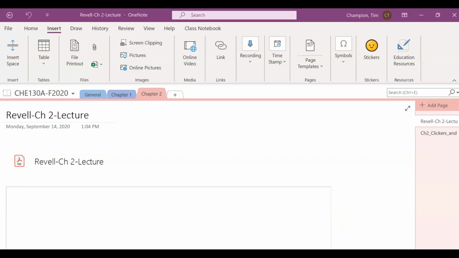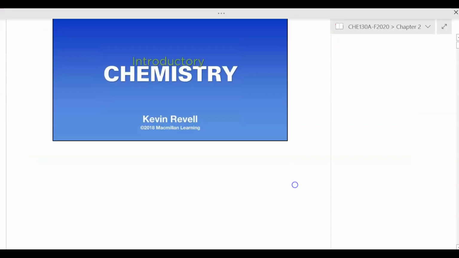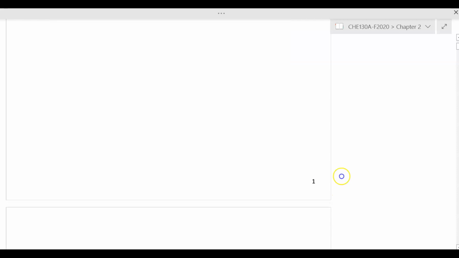Hi there, everyone. I want to give you a quick overview on Chapter 2. So I'm looking here in our shared OneNote notebook for Chem 130, and I'm going to expand this. I'm in the Chapter 2 tab, and I'm looking at the lecture PowerPoints. We started talking about this in class the other day in our live session, but I'm going to just go back over this.